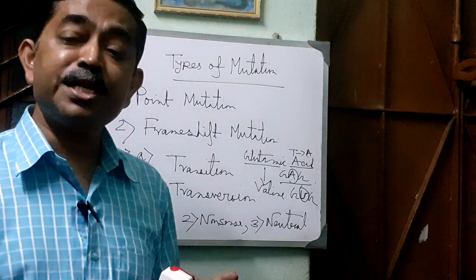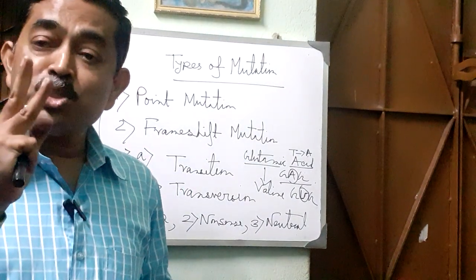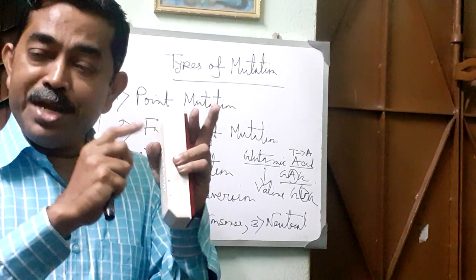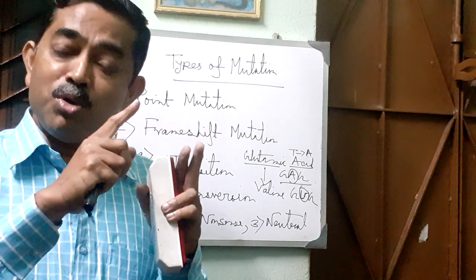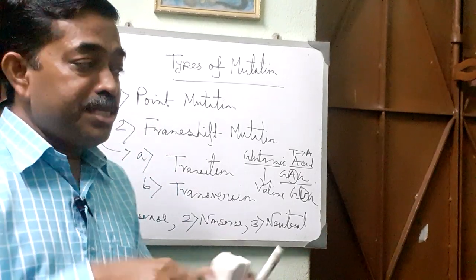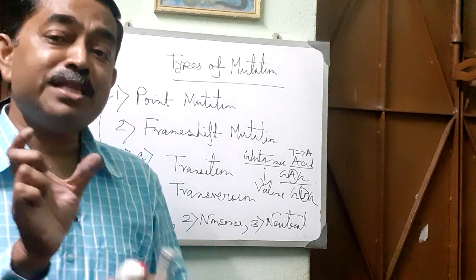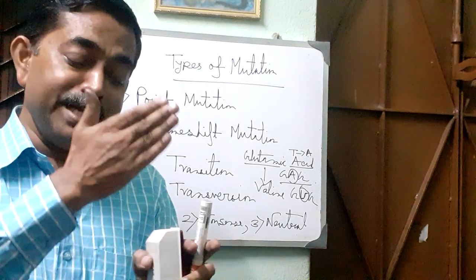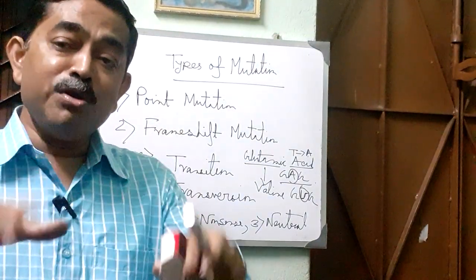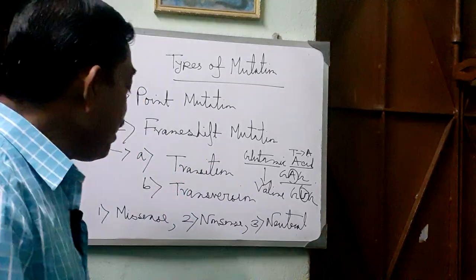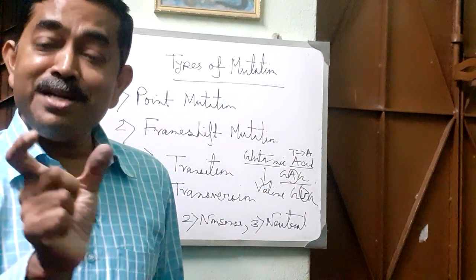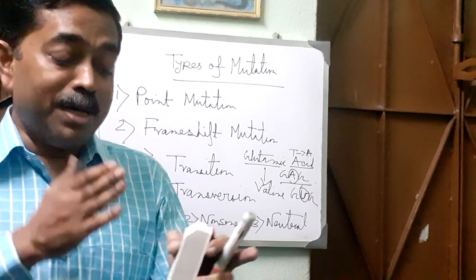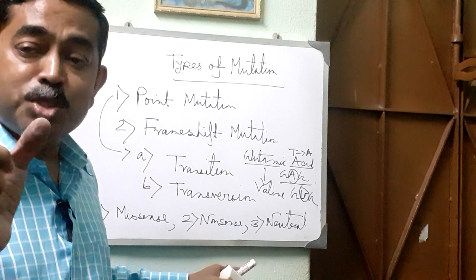And what is a nonsense point mutation? I have told you there are three codons responsible for the stop of any gene, the ending of any gene, like UAA, UAG, UGA, which are called ochre, amber, and opal. When a substitution of the nucleotide sequence happens and one of these three stop codons comes into the sequence, the gene is stopped prematurely, and a premature, non-functional protein is produced. This is called a nonsense point mutation, a sudden stop of the gene where it is not supposed to stop. The original gene would not stop there, but due to the mutation it is stopped by the codon.